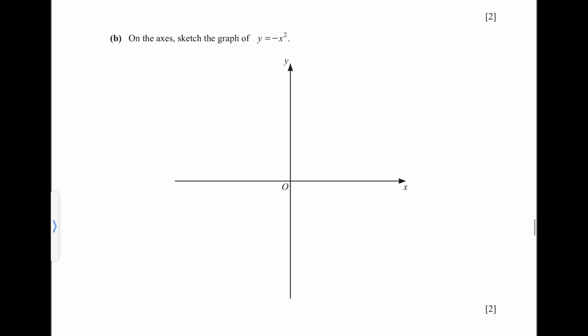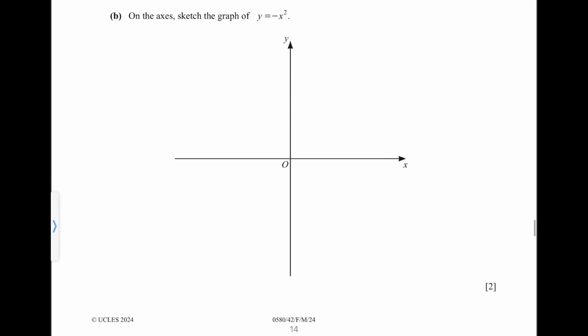Next up, on the axis we sketch the graph of y equals negative x squared. Now of course, since it's squared, it's going to be a curve, but it's negative x squared. At first this might seem confusing, so what you do is take at least 2 negative values and 2 positive values. Let's say I take negative of negative 3 squared, that is negative 9, and negative of negative 5 squared, that is negative 25. So when I put in negative x values, the final answer is also negative. Now what if x is positive? It's still the same answer.